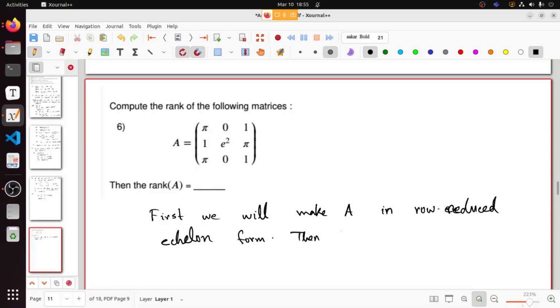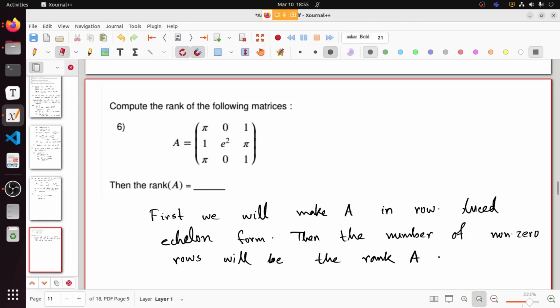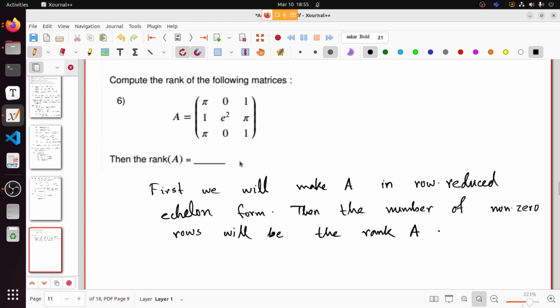Then the number of non-zero rows will be the rank of A, right? Because the rank does not change when we row reduce. This was proved in the class: rank does not change when we make it row reduced echelon form. So you have to row reduce the matrix A.